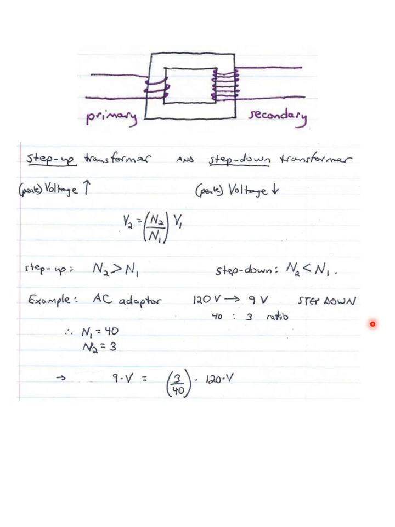Well, 120 volts to 9 volts, that's a 40-to-3 ratio, which means this can be achieved if the number of coils around the primary is 40 and the number of coils around the secondary is 3. And so the equation then shows that 9 volts equals 3 over 40 times 120 volts.